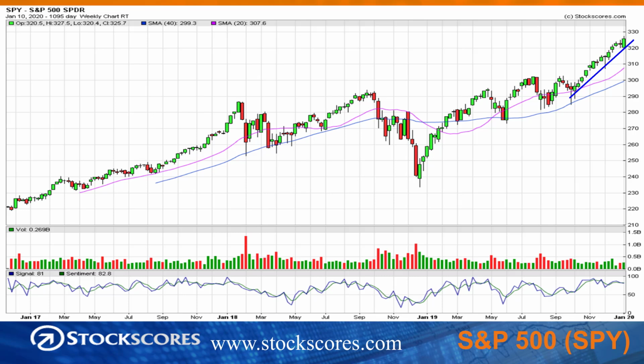You can see the distance from the closing price on Friday to where this moving average is quite large, and that's an indication that the market is overbought. You can see back here we had a similar overbought situation and the market ultimately pulled back. There's no sign of a pullback yet, and so I don't want to be an alarmist, but it is something to keep an eye on.